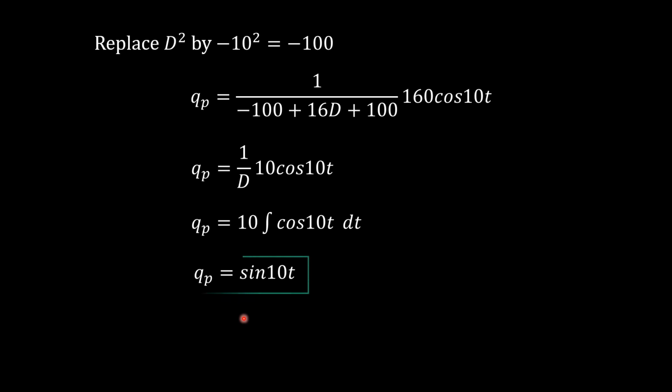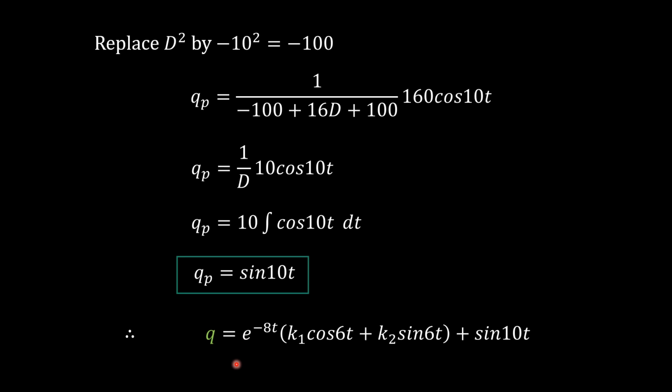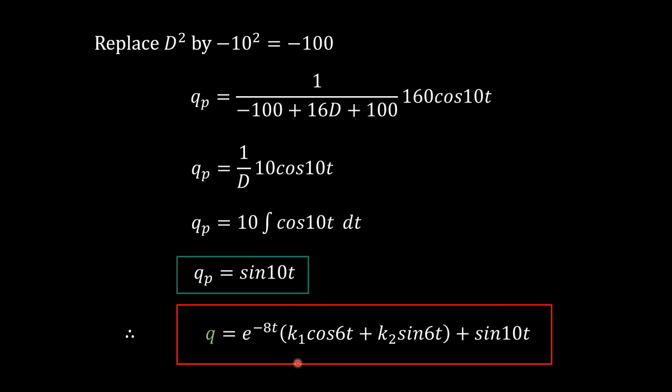Now, this is Qp, hence the general solution for q is q equal to Qc plus Qp, which is e raised to minus 8t into (k1 cos of 6t plus k2 sin of 6t) plus sin of 10t. So this is the general solution for the charge as a function of time. It is general because we haven't obtained the values of k1 and k2, the arbitrary constants.